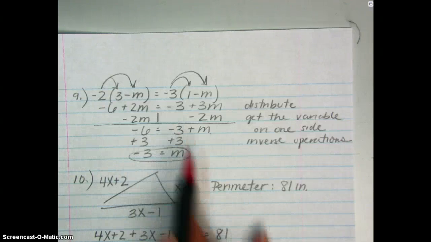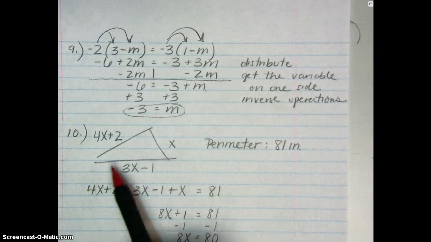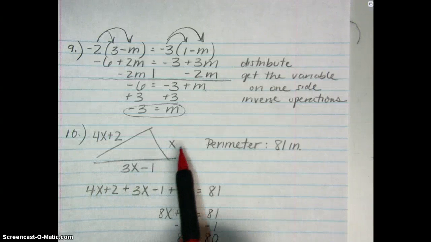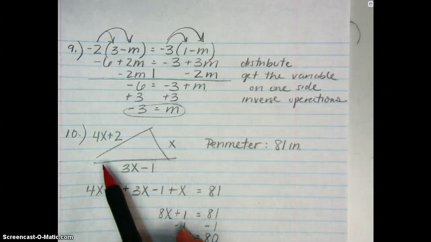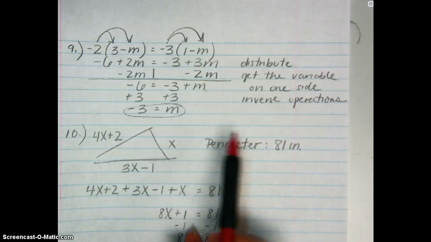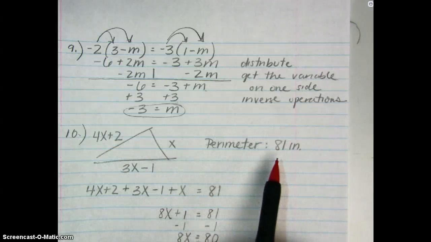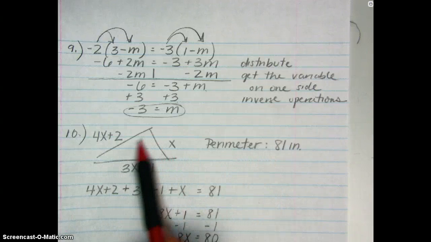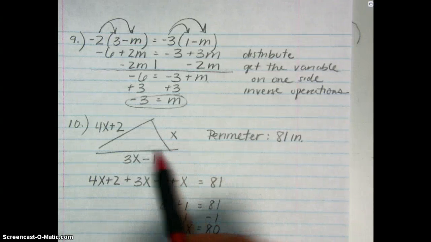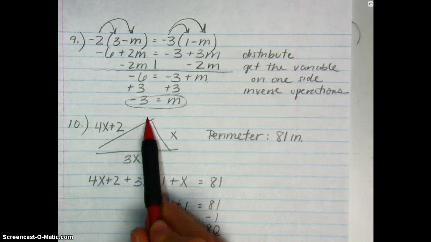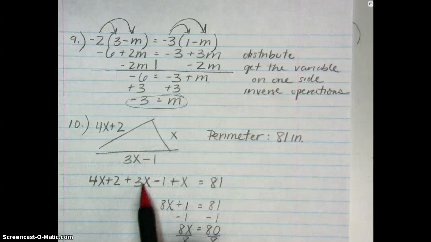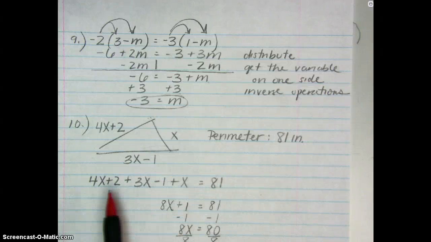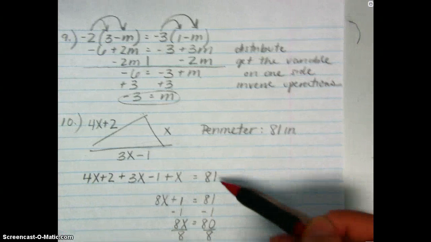Now in this last problem, you were initially given a triangle, now you don't know what kind of triangle this is, but the sides can be represented with x, 3x minus 1, and 4x plus 2. And then you were also told that the perimeter of this triangle is 81 inches. Well, remember, you always find perimeter by adding up all the sides. So if I add up all these sides, so 4x plus 2, 3x minus 1, and x, they should equal out to 81. So if I construct that equation, I can then solve it for x.